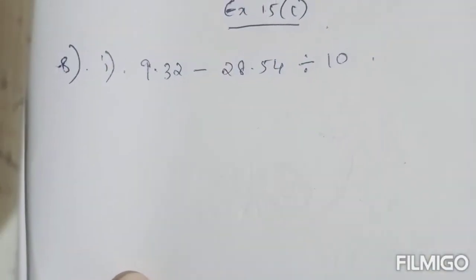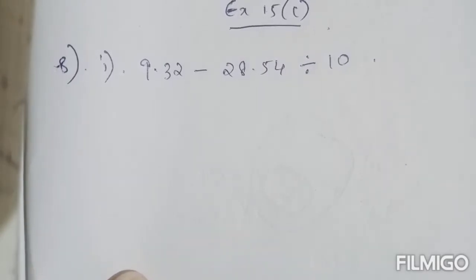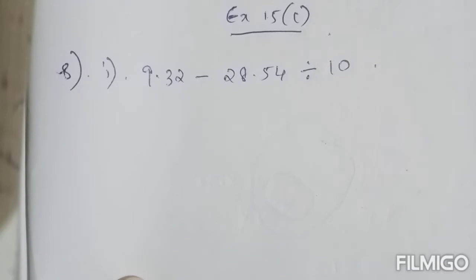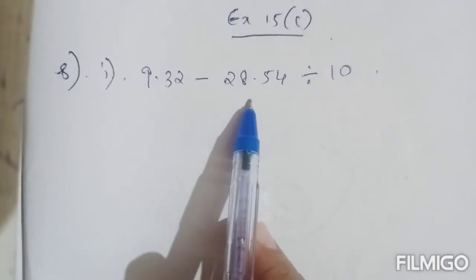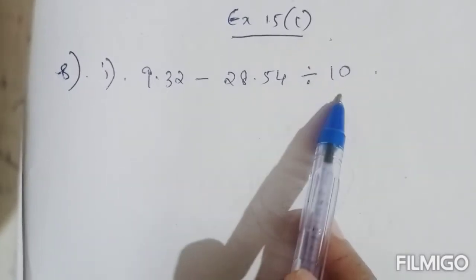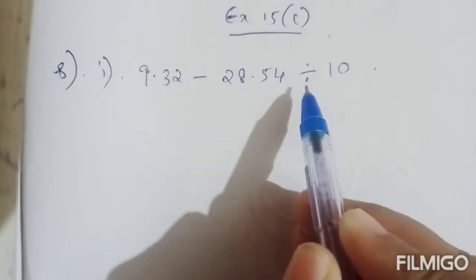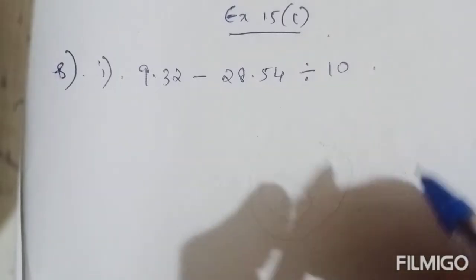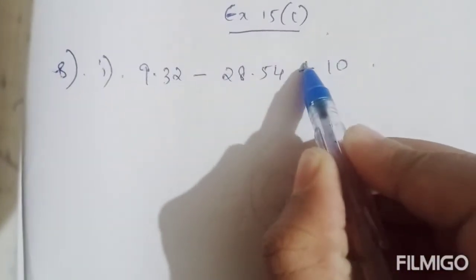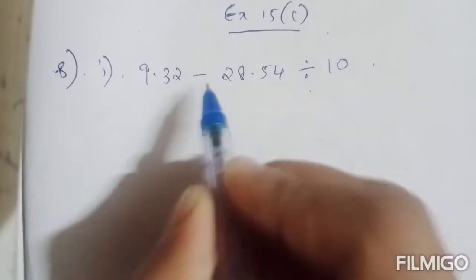So we have been discussing chapter 15, decimal fractions, in that exercise 15C. Next, 8th question, evaluate. In that first one, 9.32 minus 28.54 divided by 10. So here subtraction is coming, division is coming. So we have to use BODMAS. Okay. So in BODMAS, division we have to do first, then only subtraction.